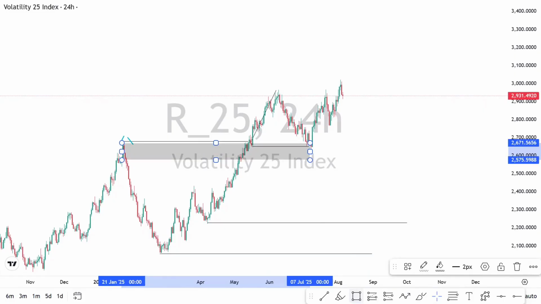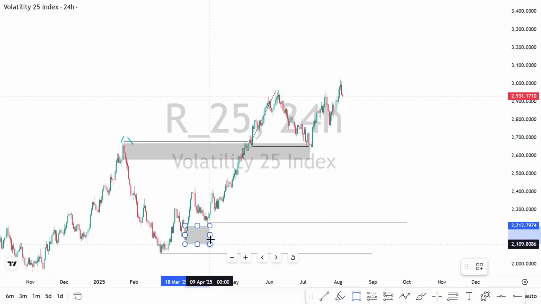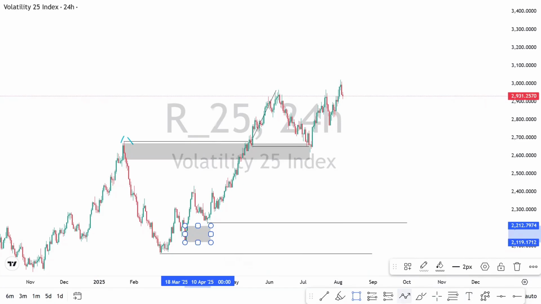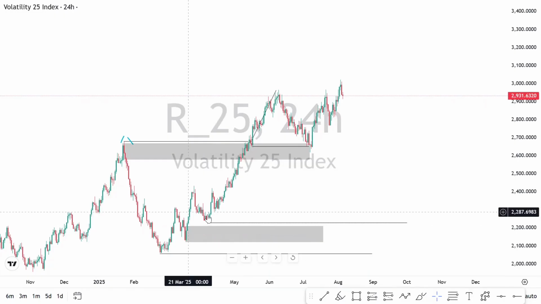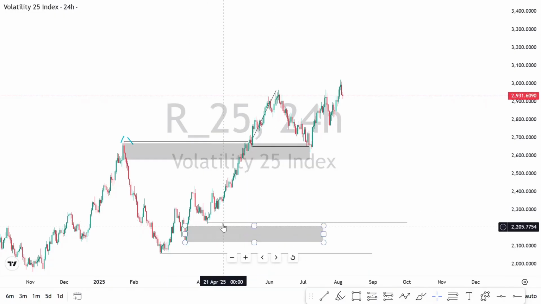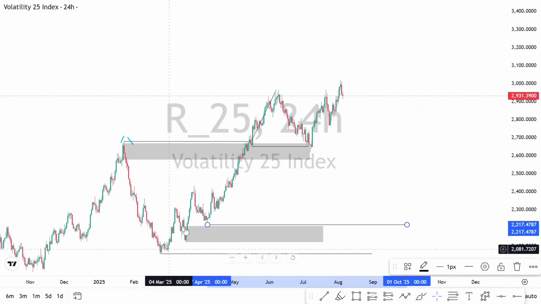Then I am going to mark out my primary area of interest. This is the area I'm going to mark out because, of course, we also have a fair value gap under our primary inducement. This is it here. You can see that we had a fair value gap under it. Now, you can see that I have been able to put these three things into place.